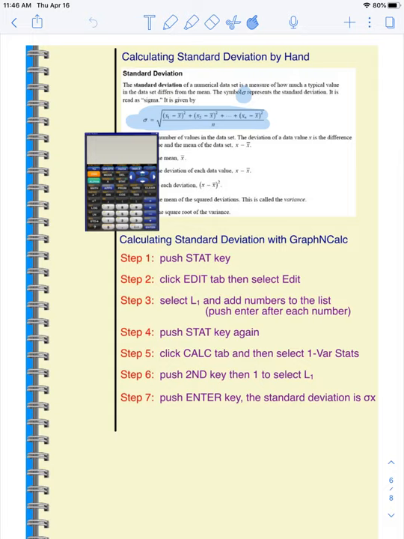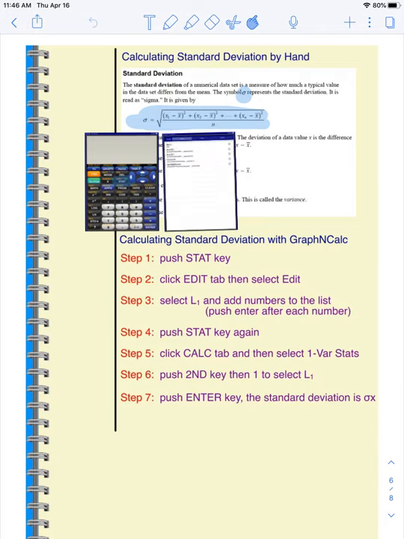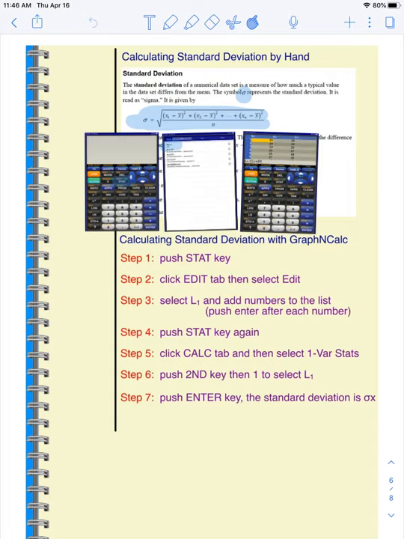So step 1, you're going to push the stat key. That stat key is right there. The stat key will lead you to a screen that looks like the next image there. You're going to click Edit at the top, which will lead you to a screen that looks like this. L1, L2, and L3 stand for the different lists. So you're going to enter in your data points, push enter after each number to keep going on the list. We're going to use L1.